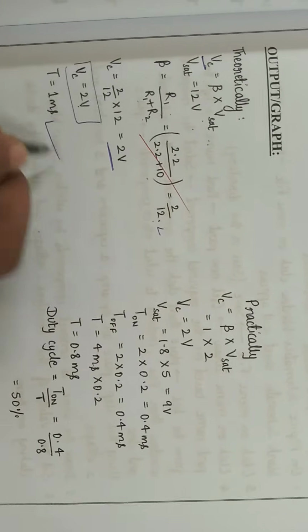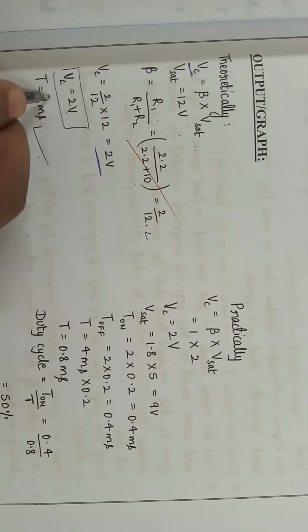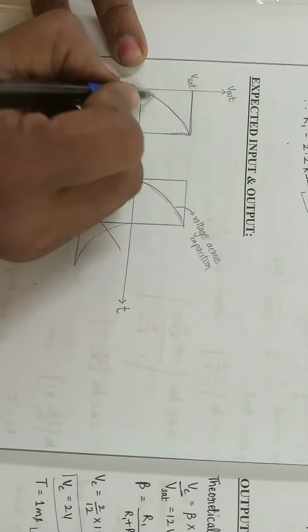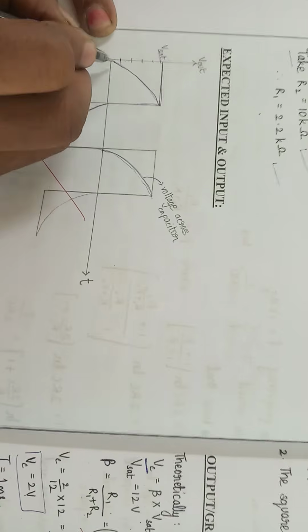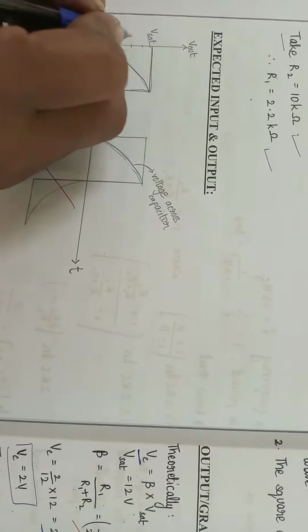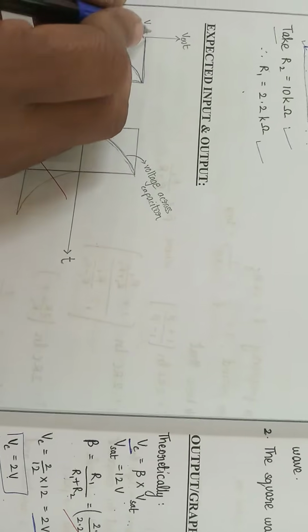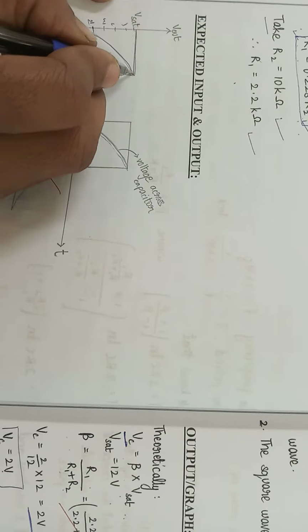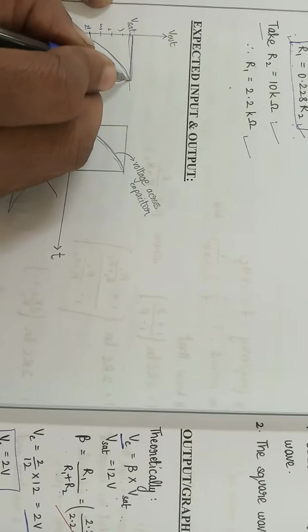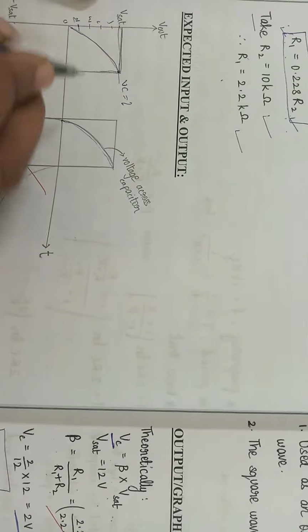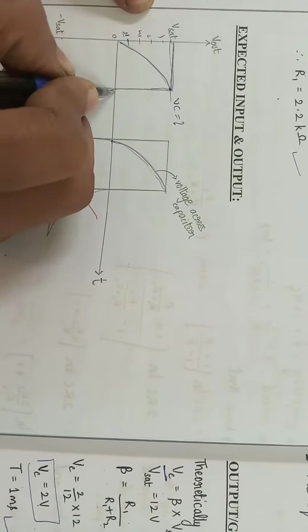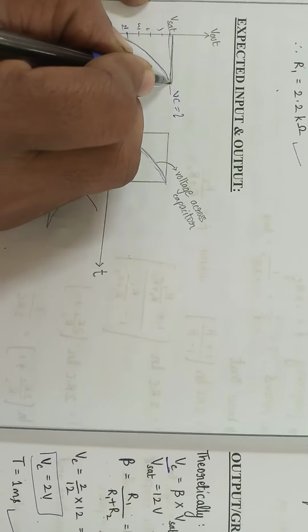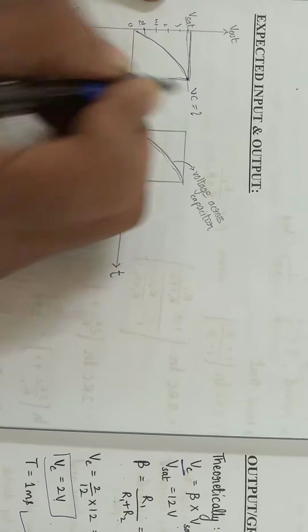Then theoretically we know T is equal to 1 millisecond. This VC equal to 2 volts can be observed in the graph. This is the graph you will get. For each block you have 2 volts: 0, 2, 4, 6 like this. Where the capacitor reaches its maximum peak, you take that horizontal value, that is your VC. You can read the voltage level from the Y axis. The highest peak value where the output line and the capacitor intersect is your VC. And the VC is over.